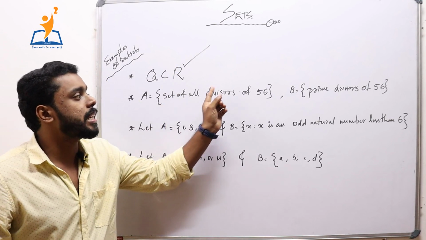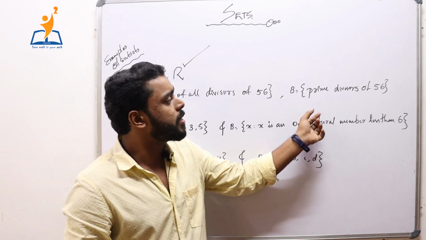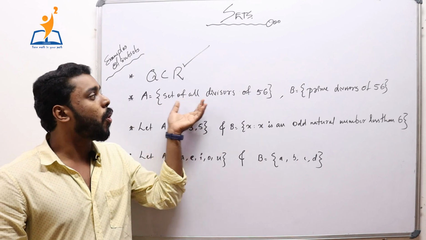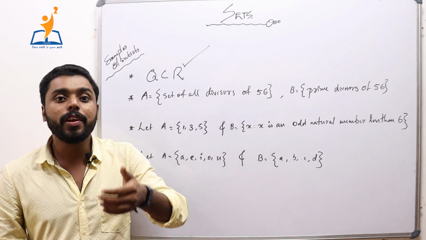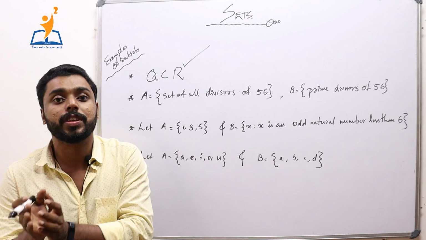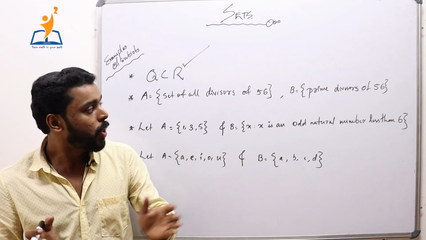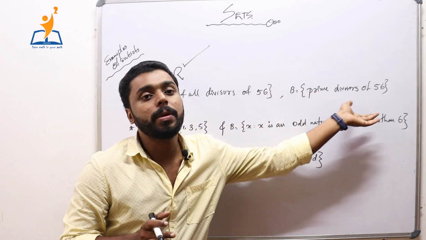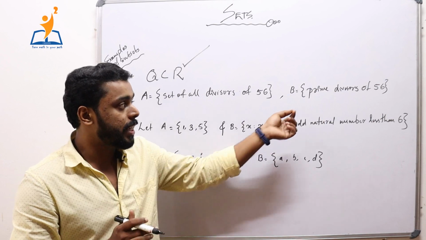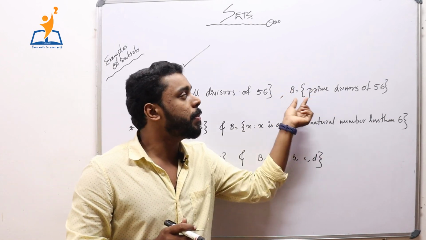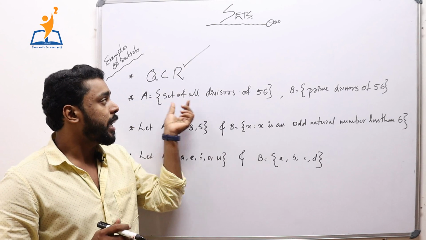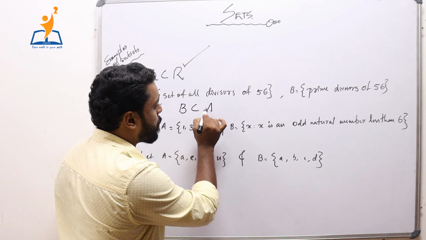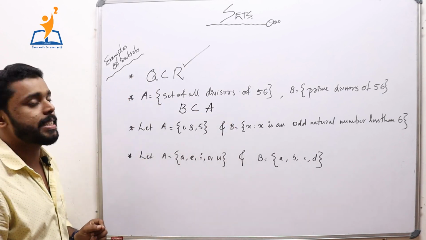Now coming on to the second example. A is the set of all divisors of 56, and B is the set of all prime divisors of 56. We know that when we consider all the divisors of 56, it will also include those divisors of 56 which are prime numbers. So the set of all divisors of 56 contains all the prime divisors of 56 also. That is, all numbers belonging to B are also in the set A. So in that case, we can say that B is a subset of A. So that is the second example.